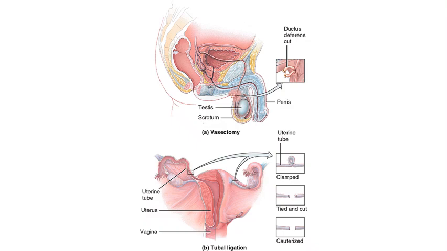And of course, there is emergency contraception, commonly known as the morning after pill. That again is progestins and estrogens, or progestin alone, and it's there to prevent pregnancy following unprotected sexual intercourse.